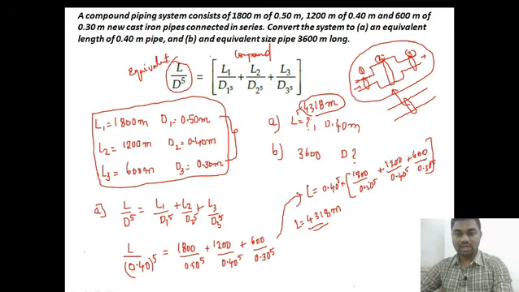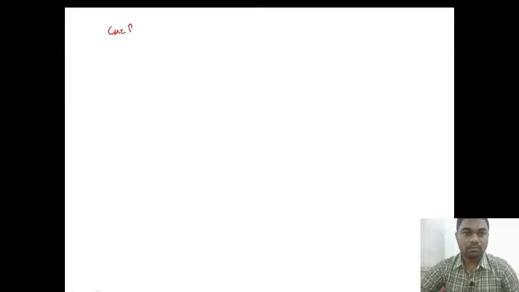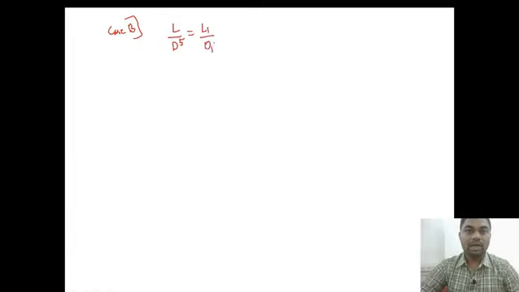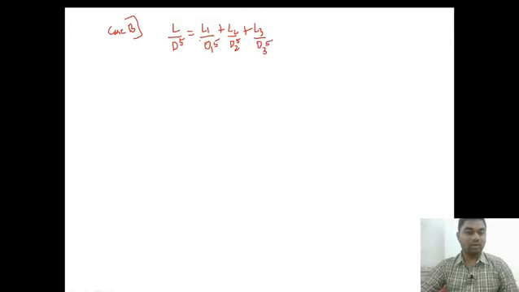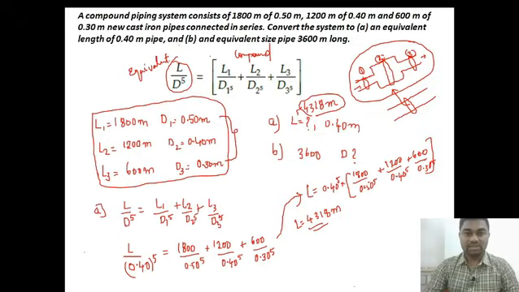Now let us see case B. In case B, what we need to find out? The same formula remains the same for the equivalent pipe. L by D to the power of 5 is equal to L1 by D1 to the power of 5 plus L2 by D2 to the power of 5 plus L3 by D3 to the power of 5. Here the length is given: the equivalent size pipe is 3600 meters long.